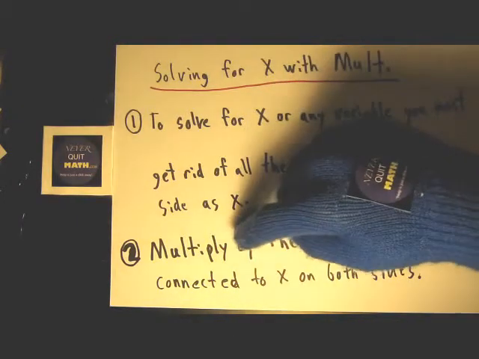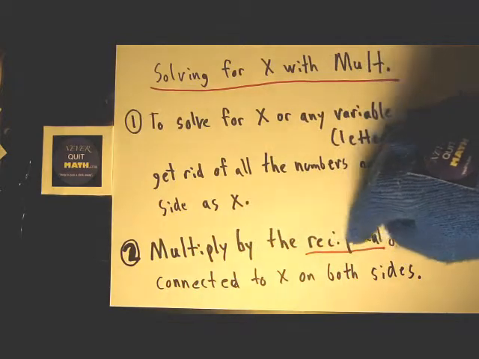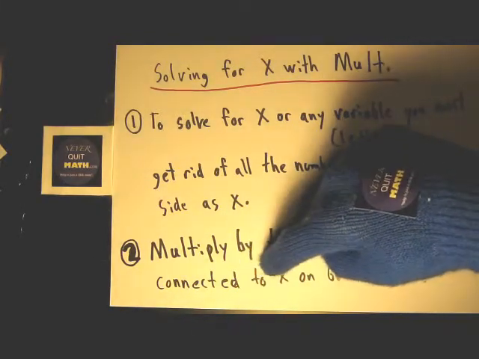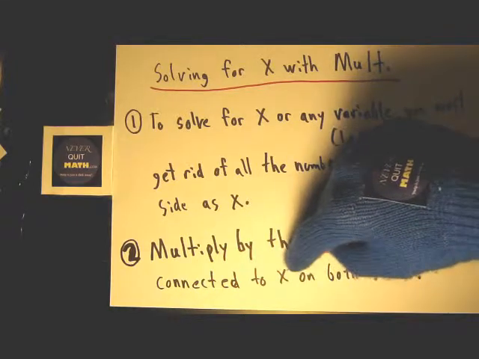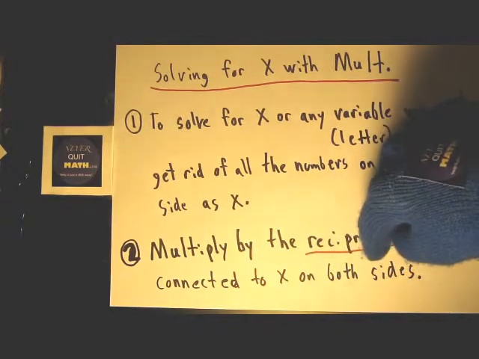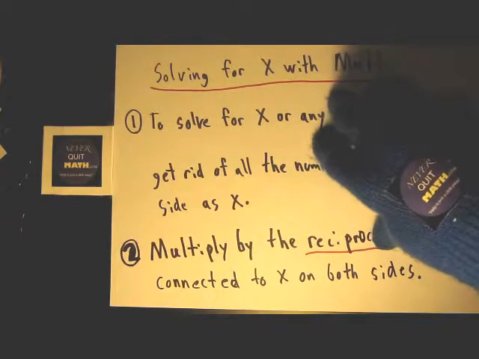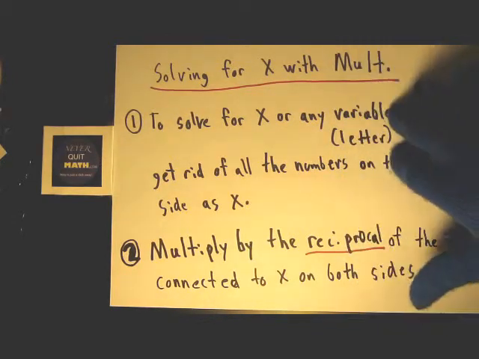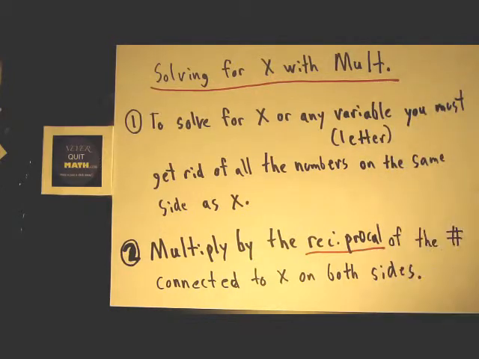Secondly, multiply by the reciprocal of the number connected to x. When I say connected to x, it's like the coefficient, and you do that multiplication on both sides. So let's go through some problems, and after we go through some problems, you can go back and check what you wrote down, which is these two steps, and you see how they make sense.